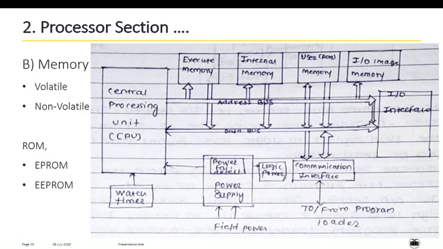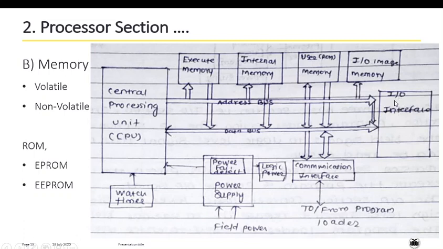These memories are divided into internal RAM, user memory, that is also called ROM, IO memory, and the executive memory. We have seen the function of internal memory or RAM. We have seen the function of ROM, in that we have seen EPROM and EEPROM. So what is the function of this IO image memory? It will store the status of input or output in your input module or output module.